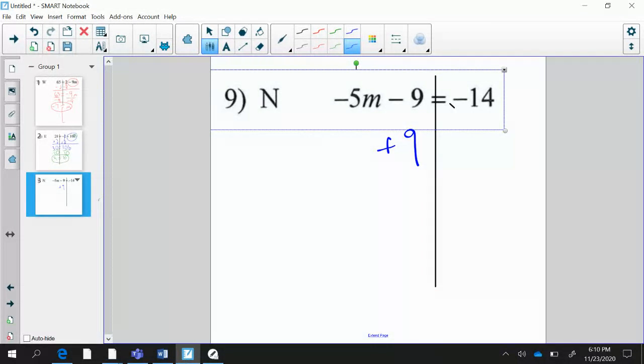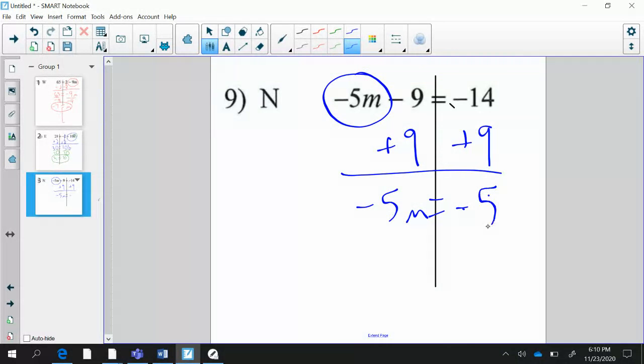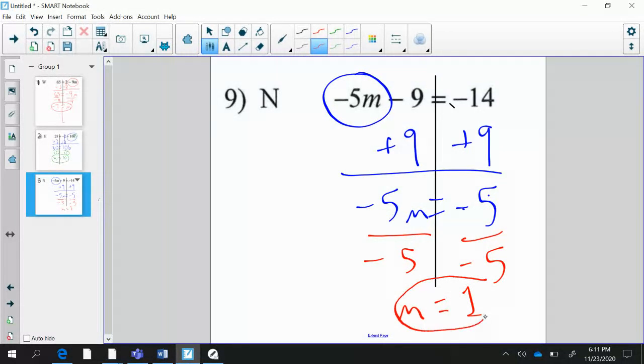So this one here, negative 5m minus 9. We're going to add 9 on both sides. And we're still going to bring down negative 5m. So negative 14 plus that 9 is going to be a negative 5. And this is where we get these negatives in here. They're a little difficult, but to get rid of this negative 5m, we're going to divide by a negative 5. Again, I understand negative divided by negative is positive, and m equals a positive 1.